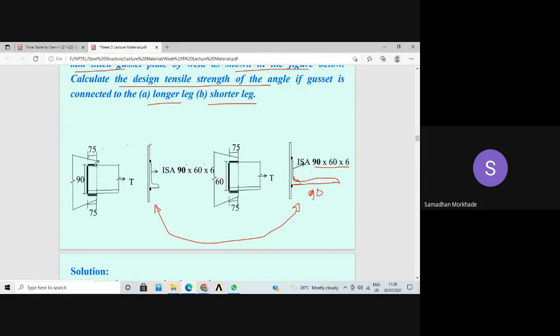This is welding. This is one bottom weld of 90 mm here. The length is 75, this is 75. These are the connection details. We have to design this, but it is an analysis problem. All these things have been given. This is 60, here it is 75, and here also 75. And it is subjected to a tension force. Now we have to calculate the design tensile strength.